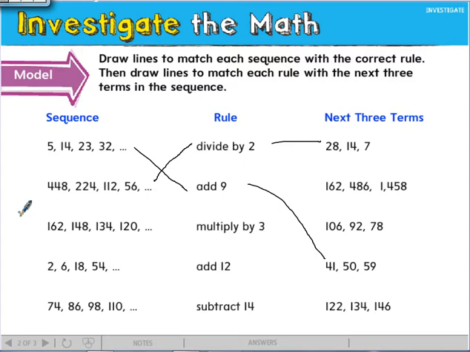162 subtract 14 is 148. 148 subtract 14 is 134. 134 subtract 14 is 120. So I think that's a good rule. Now, with that rule, what are our next three? What are our next three, Jezebel? What's 120 subtract 14? What's 120 subtract 14, Jezebel?